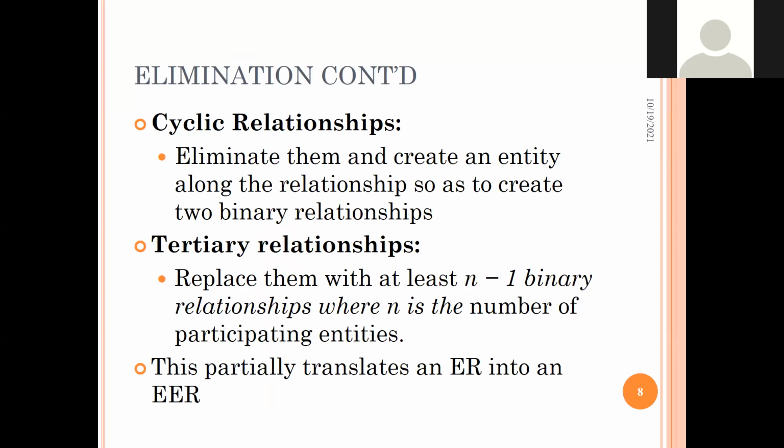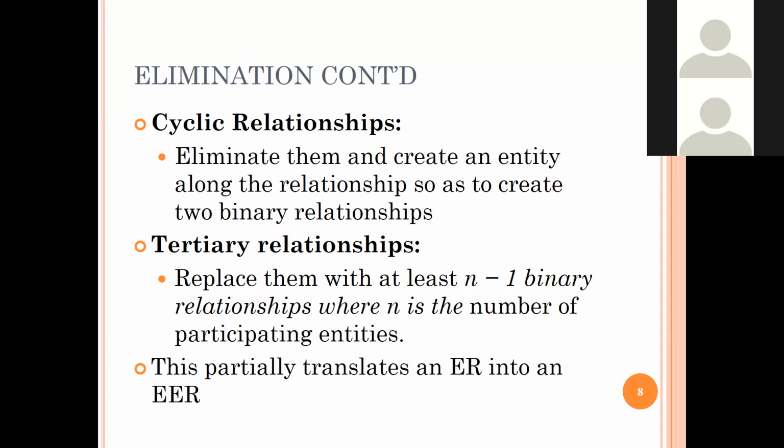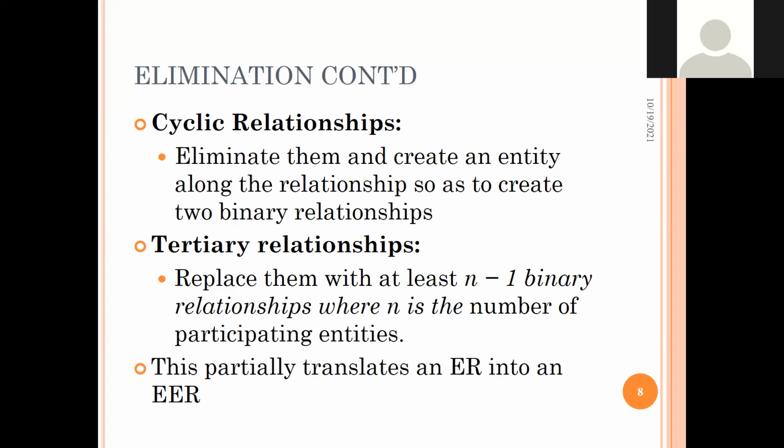And then tertiary, remember tertiary is n number of what? N number of entities participating in a given relationship type. In other words, you can have 10 entities or 100 entities, whatever it is. That is the tertiary relationship. You have n number of entities participating in a relationship type.